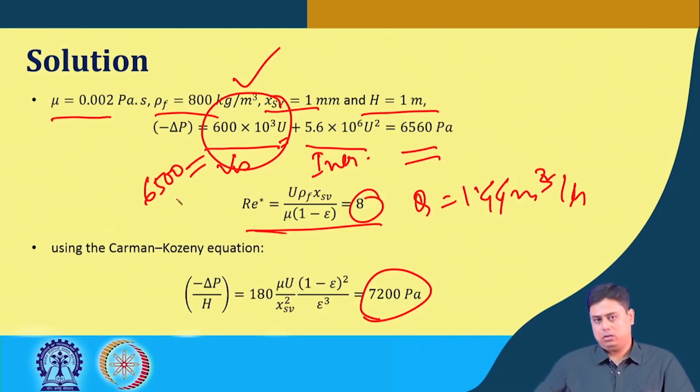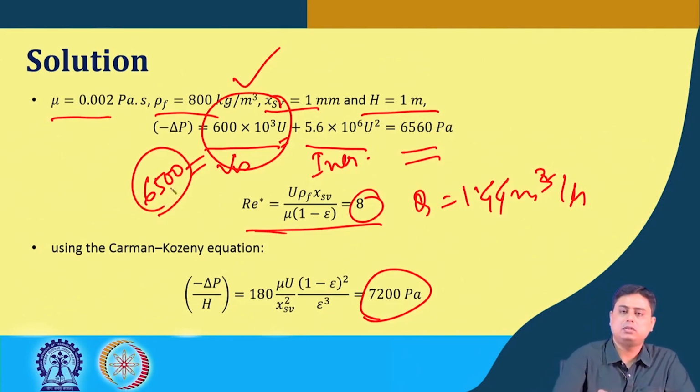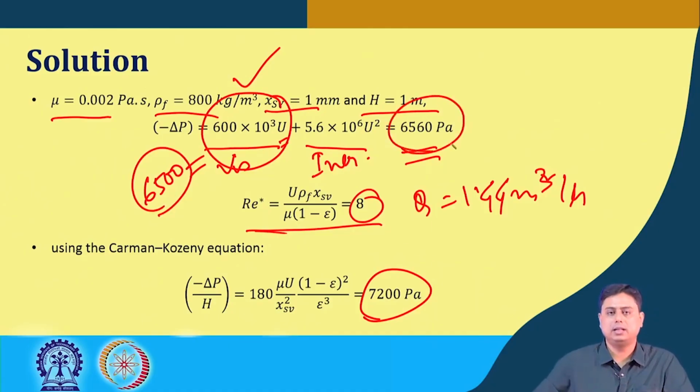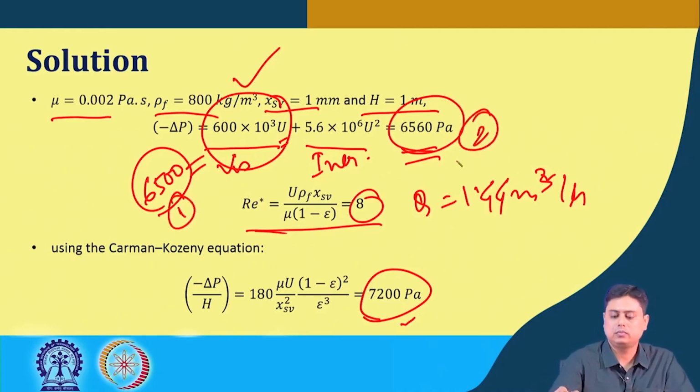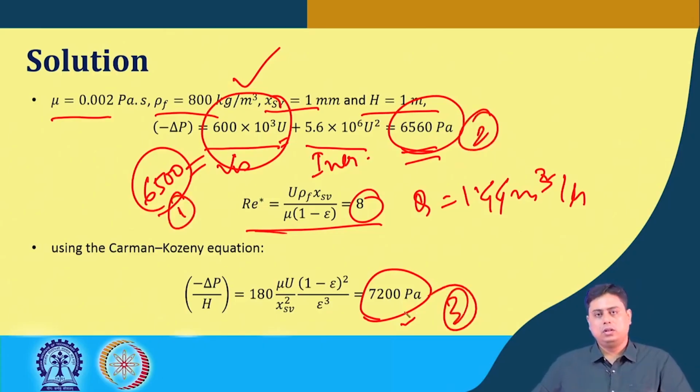One can come up with 6500, the other person can come up with 6560 Pascal, the third one can come up with this value. All the results are fine. Now which one should you take during the design?